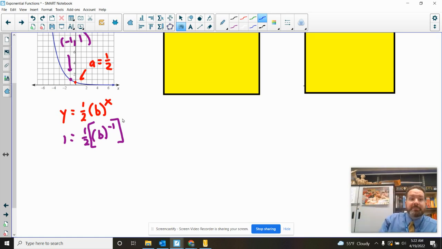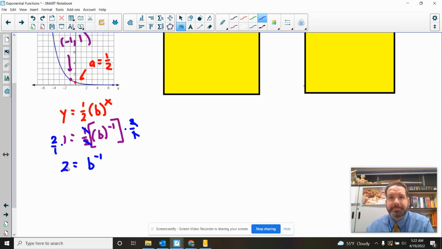Every time you'll do this. So if I've got a half times this, then to remove that, multiply by 2 over 1. The reason we do that is 1 top and bottom reduces to 1. 2 top and bottom reduces to 1. All we're left with is b to the negative first. On the other side, 2 over 1 times 1, that's just 2.